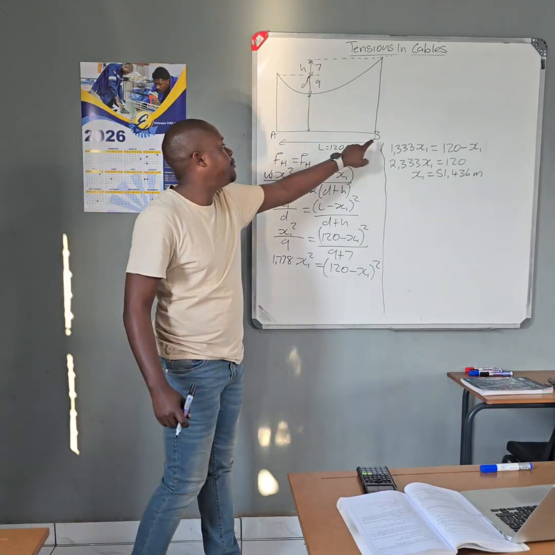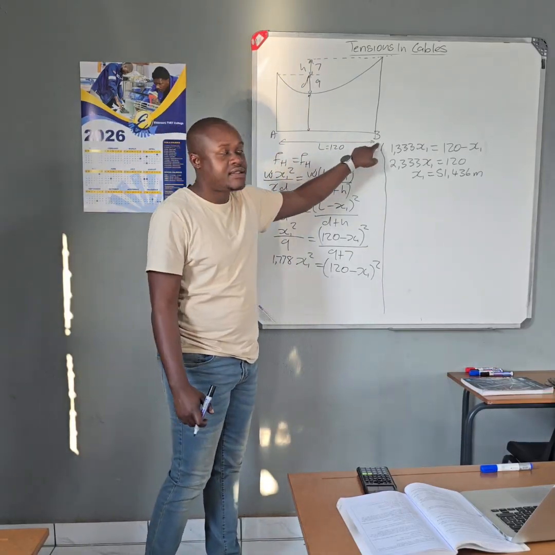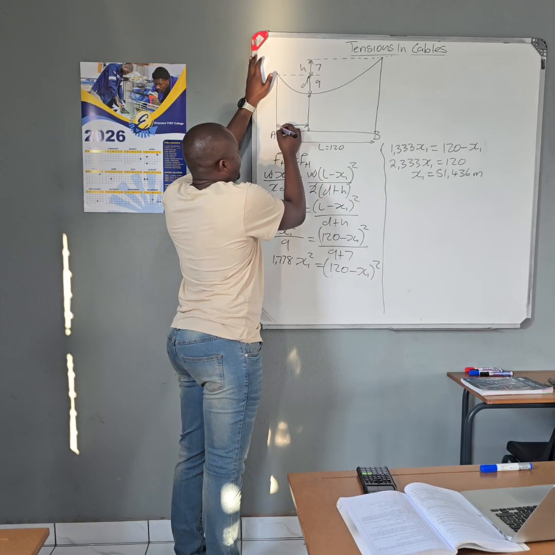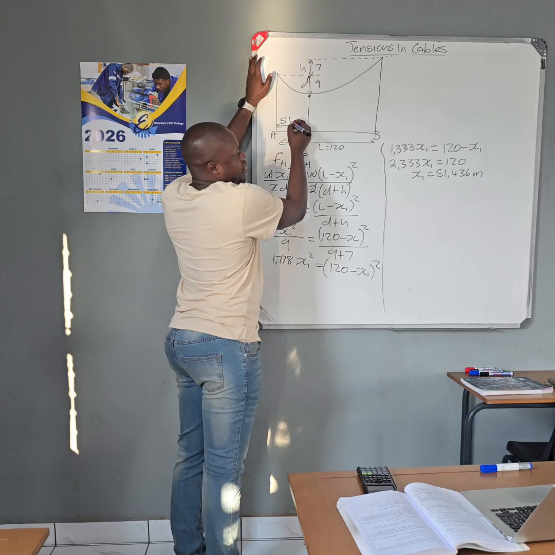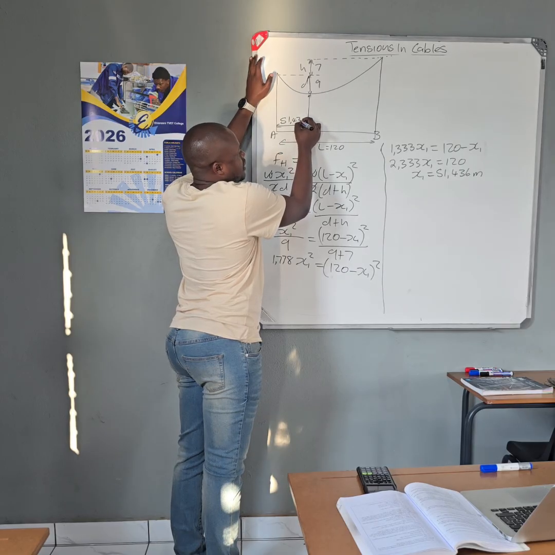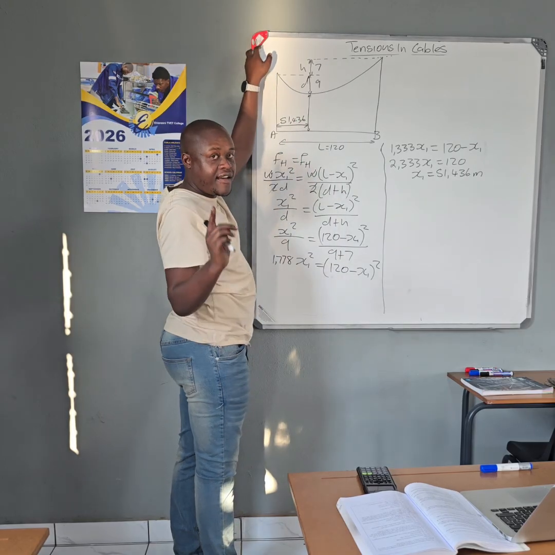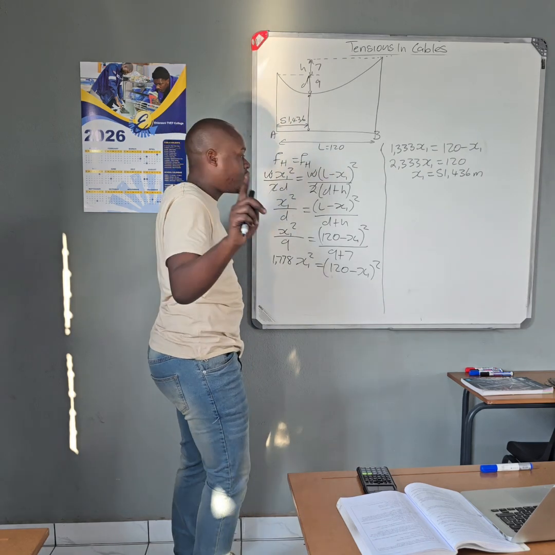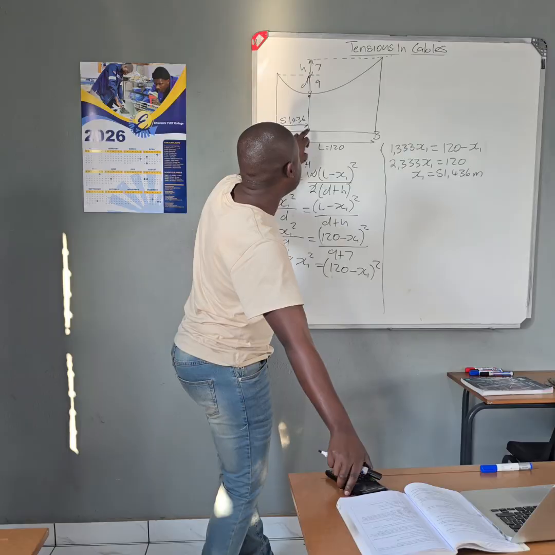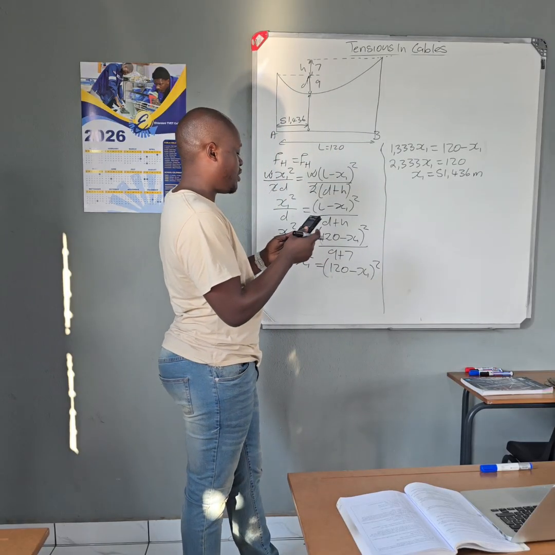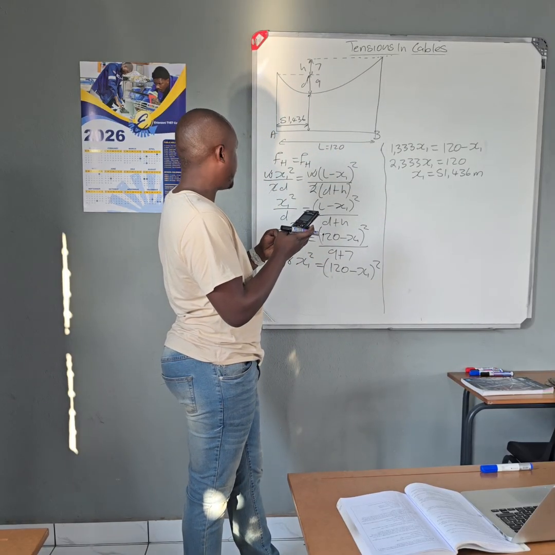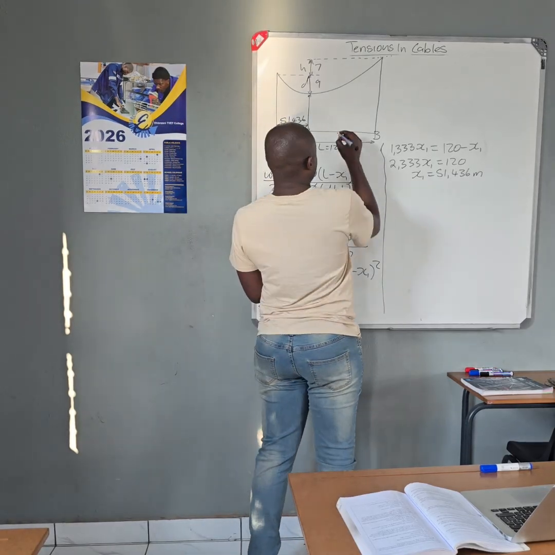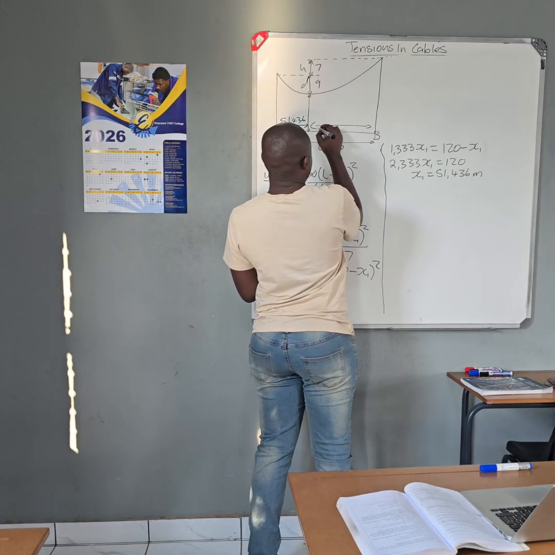I'm sure it will be that this is 1 and this is 2, right? So the distance from here to there is 51.436. And the distance from here to there is going to be equal to 120 minus 51.436.